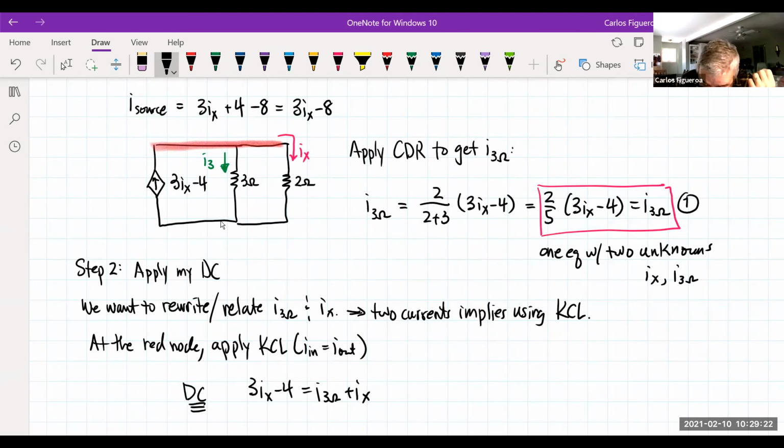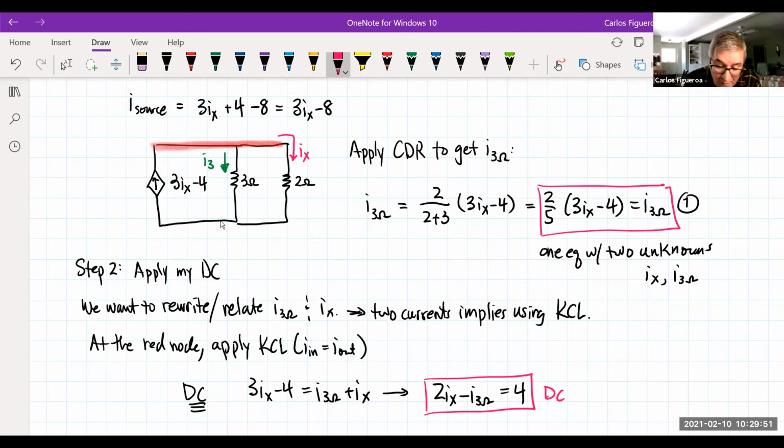And so when you're looking at this, if I rewrite this, I'm going to bring one of these over so that I can get a cleaner equation. If I bring the Ix over and I bring the I3 ohm over, I'm going to get 2Ix minus I3 ohm, and then I'm going to bring the 4 over. And so this is now my DC condition, which is my second equation. So now I have two equations and two unknowns.